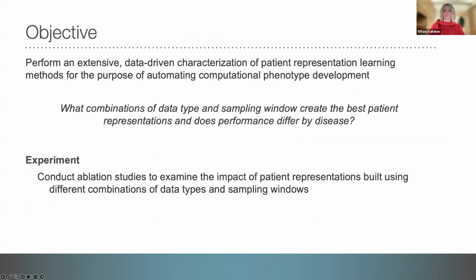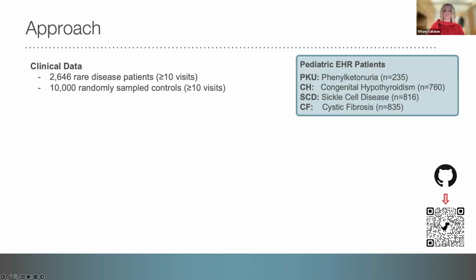So the objective of our first study was to perform an extensive data-driven characterization of patient representation learning methods for the purpose of automating computational phenotype development. Our primary question was, what combinations of data type and sampling window create the best patient representations, and does performance differ by disease? To answer this question, we conducted ablation studies designed to examine the impact of patient representations built using different data types and different sampling windows.